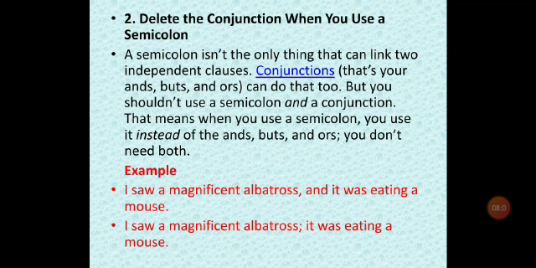Example is: I saw a magnificent albatross and it was eating a mouse. So here we have joined these two sentences with the conjunction that is and. In the second sentence: I saw a magnificent albatross; it was eating a mouse. Here we have not used any conjunction. Instead of a conjunction, we have used a semicolon.